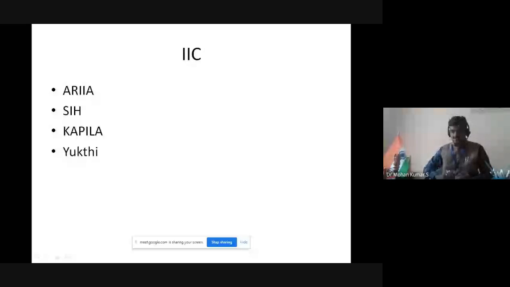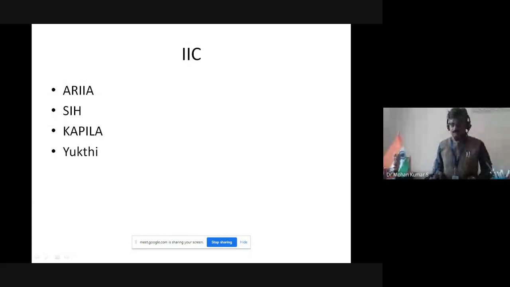And what is this KAPILA? I need to explain to you. I hope you understood what is ARIIA, what is the Smart India Hackathon. Yukti, again, is promoting innovation activity. It is, again, a very good initiative by the Ministry of Education's Innovation Cell, in collaboration with the Ministry of Education and AICTE. They are promoting this Yukti.